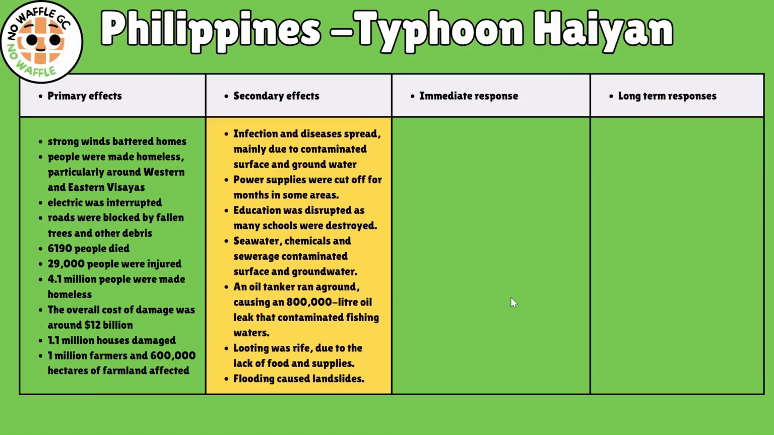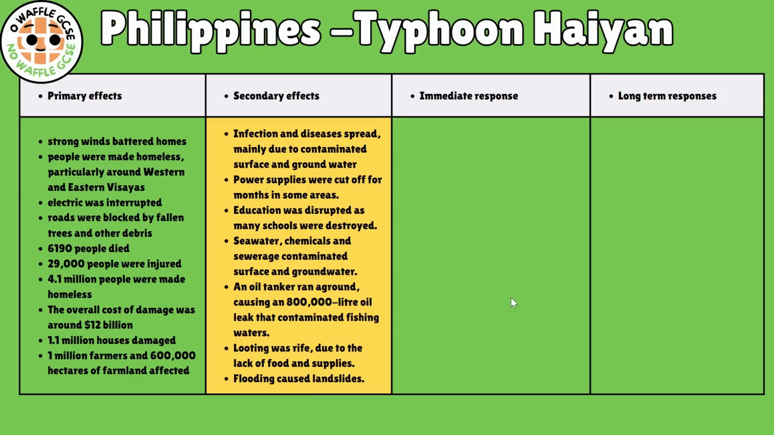Looking at secondary effects, there were infection and diseases that were spread, power supplies were cut off for months in some areas, there was a lot of disruption to education, and seawater, chemicals, and sewage were contaminated. An oil tanker caused an 800,000 litre oil leak, which actually contaminated so much of the fishing waters, and there was a lot of looting as well.